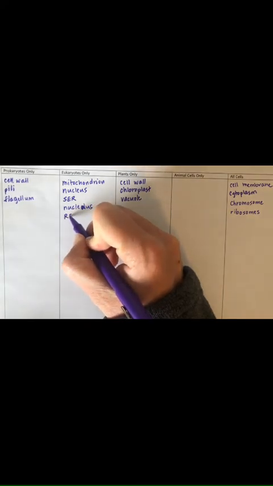All right, next we have the rough endoplasmic reticulum. Anything that has a smooth endoplasmic reticulum should also have a rough endoplasmic reticulum. So both types of endoplasmic reticulum are going to be found in eukaryotes only. That's because they're true organelles, meaning they have their own membranes, so they can't be found in prokaryotic cells.